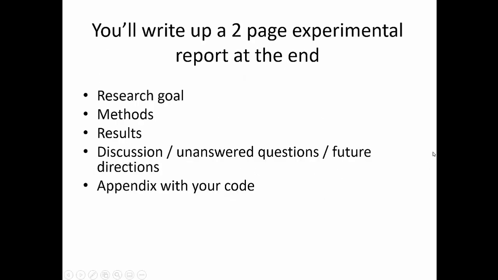And then at the end, you'll write up this two-page experimental report where you'll report your research goals, the methods that you used. And I don't mean this in terms of what methods in Java. This is more like a scientific study. What was your process? The results, and then a discussion and unanswered questions and future directions, and an appendix with your actual code. And this is pretty standard when you're going to write a scientific paper. And I'll give you some examples of other scientific papers that use Monte Carlo as their research methodology.